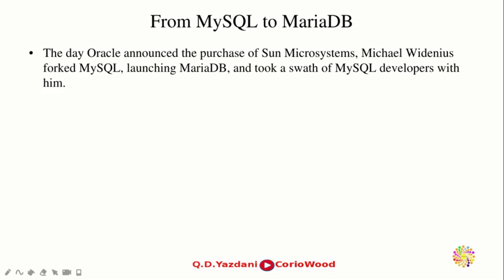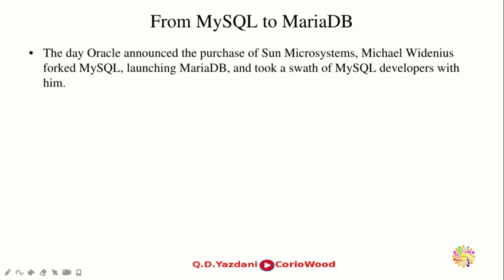announced that they are purchasing Sun Microsystems. Michael Widenius was the owner of MySQL, because MySQL was sold to Sun Microsystems for $1 billion, and now Sun Microsystems was sold to Oracle. Oracle bought Sun Microsystems, and on that same day, Michael Widenius, the original founder of MySQL, and his friends forked MySQL, and they announced their own MySQL, which was called MariaDB, and took a swath of MySQL developers with him.